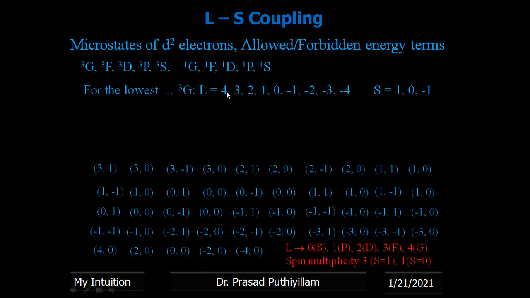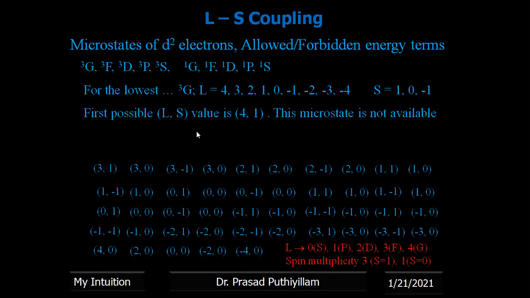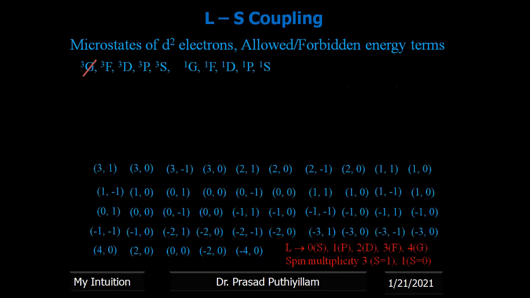4 means the possible values are 4, 3, 2, 1, 0, minus 1, minus 2, minus 3, minus 4, and S value, that is spin multiplicity, from that we are getting S as 1, that is 1, 0, minus 1 states. Therefore if you combine 4 and 1, the LS value 4 and 1 is not present in this microstate. That is, the 4-1 itself is not possible. That means this particular term is not actually available, or it is a forbidden term as per Hund's rule. Therefore it is not allowed.